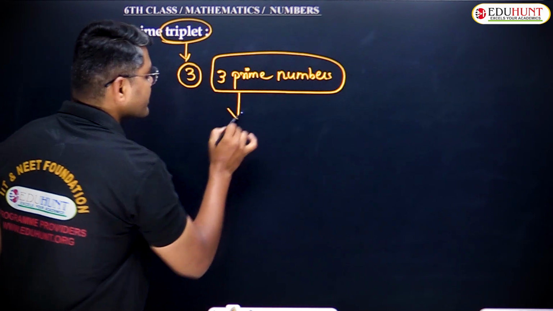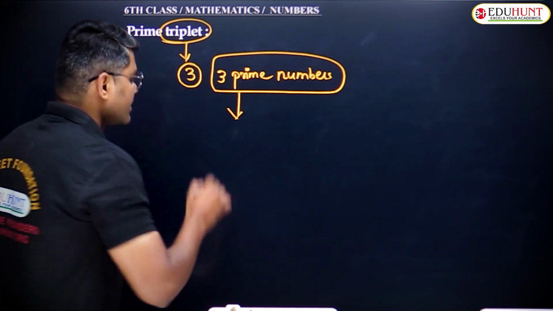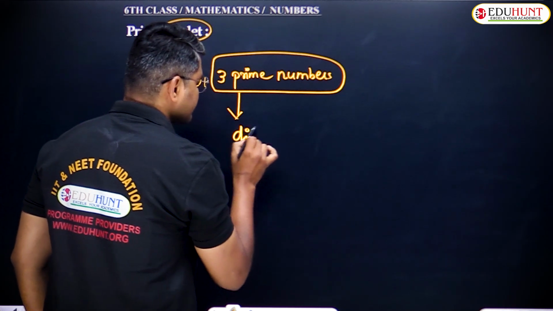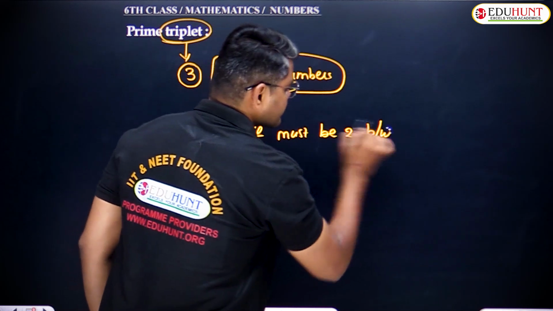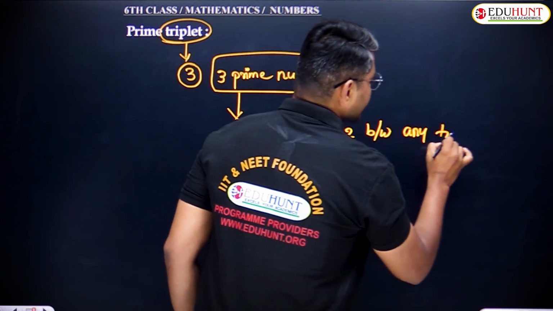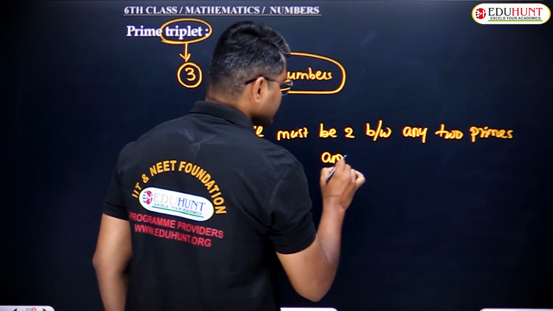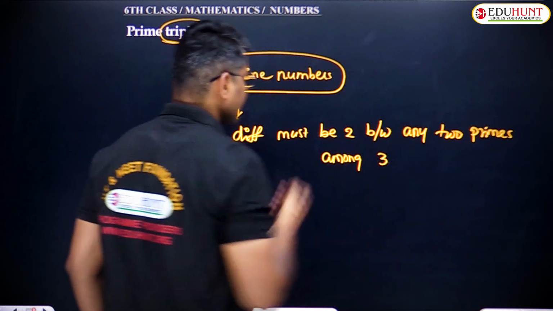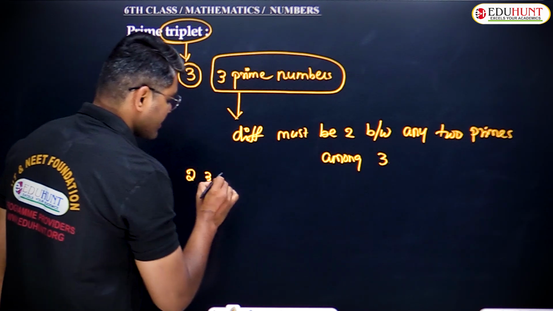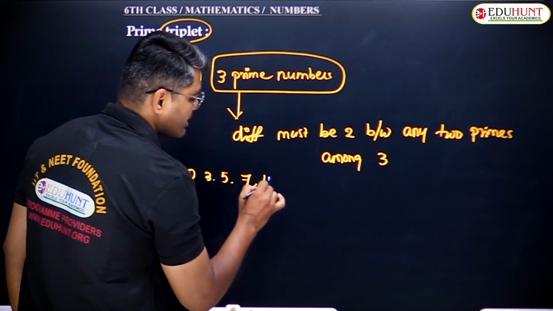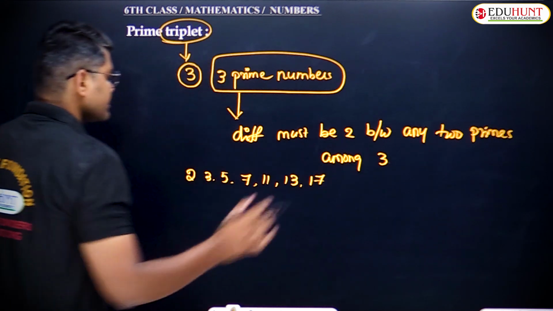The difference between 2 among 3 numbers must be 2. For example, difference must be 2 between any two prime numbers among 3. For example, if I take 2, 3, 5, 7, 11, 13, and so on.